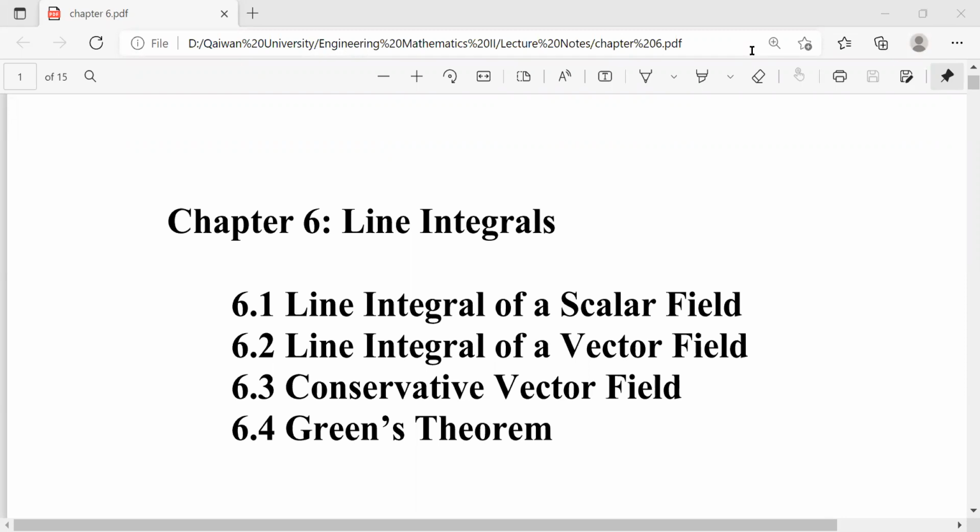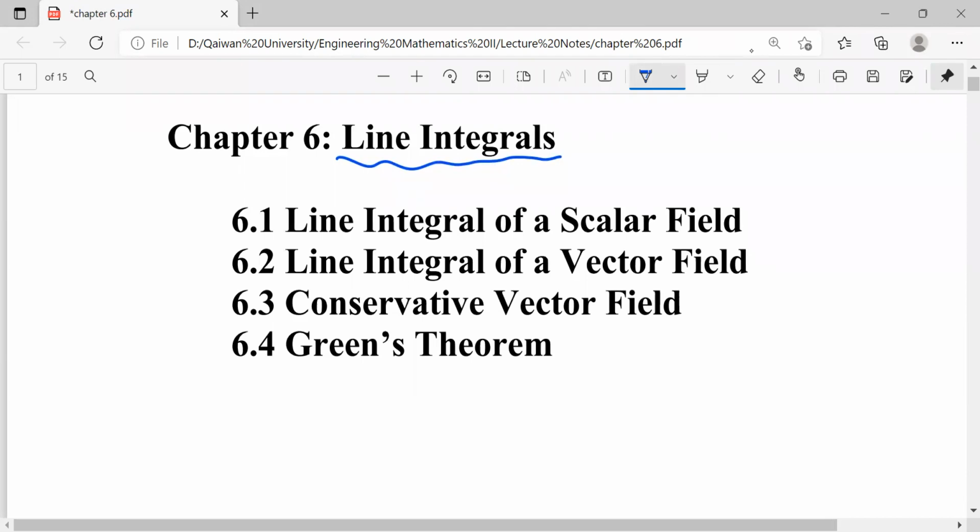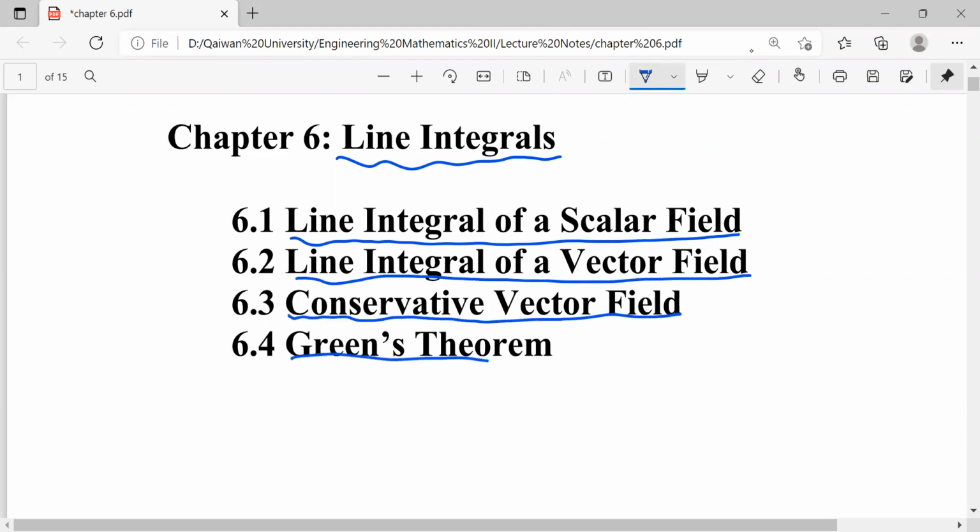In the previous lecture, we finished chapter 5. We now have chapter 6, which is about line integrals. In this chapter, we have line integrals of scalar fields, line integrals of vector fields, conservative vector fields, and also Green's theorem. In total, in this chapter, we talk about how to find the line integral.